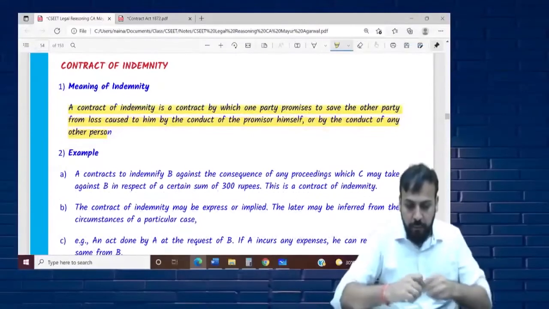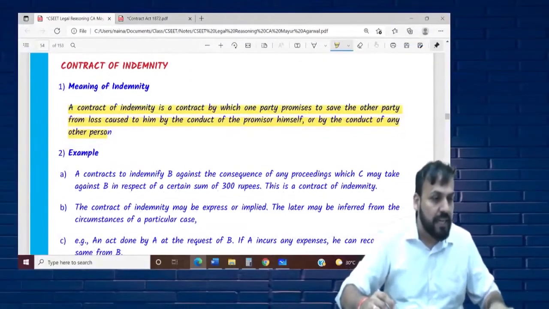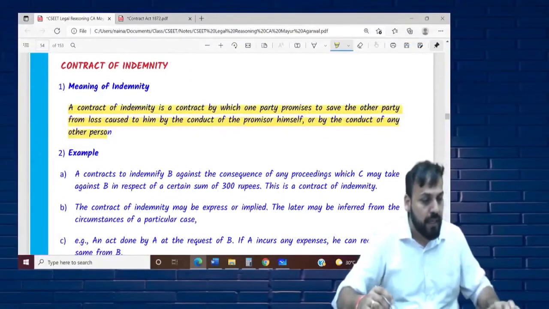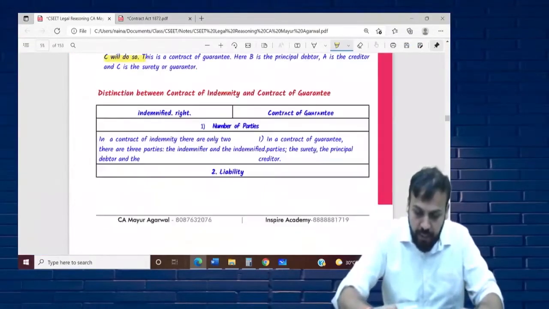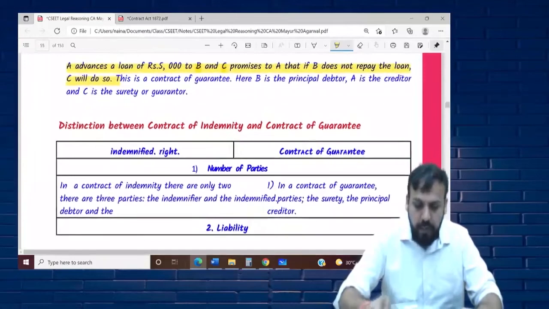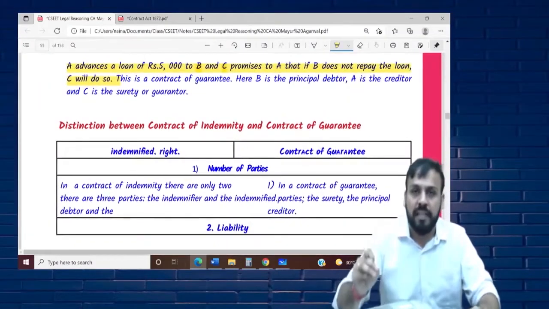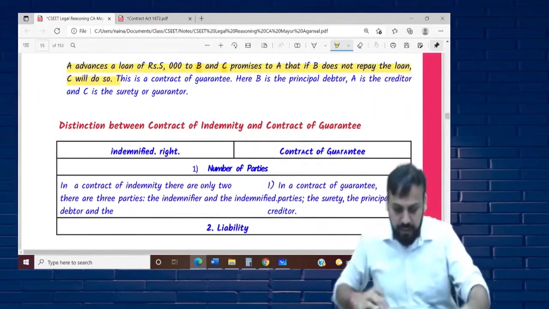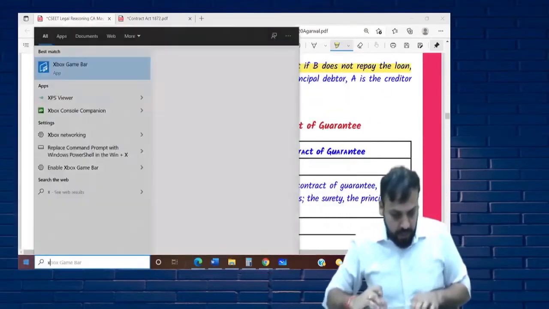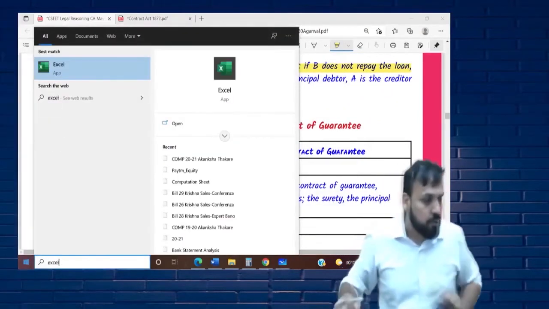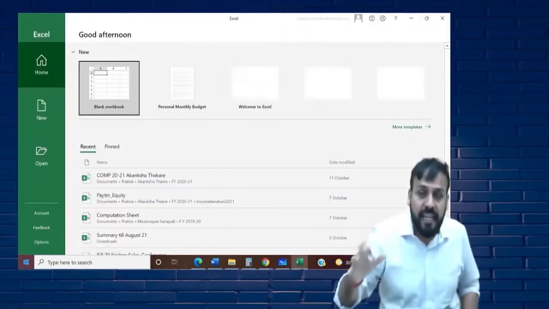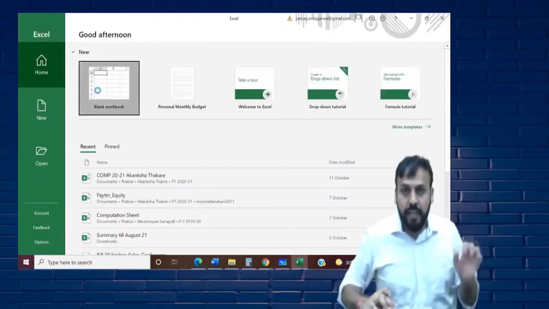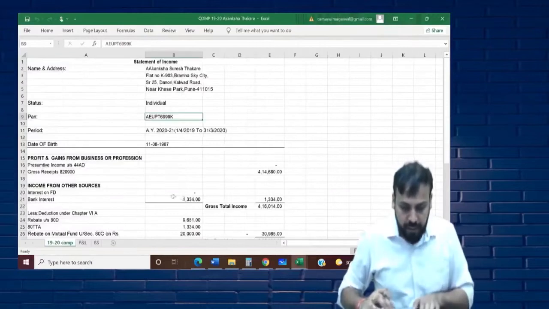So, what is the difference between indemnity and guarantee? Understand here. The very first difference is that in indemnity there are two parties and in guarantee there are three parties. Is it right? Let me make an example. In indemnity, how many parties? Two parties: indemnifier and indemnity holder. But in guarantee there are three parties: surety, debtor and creditor. Do you understand?